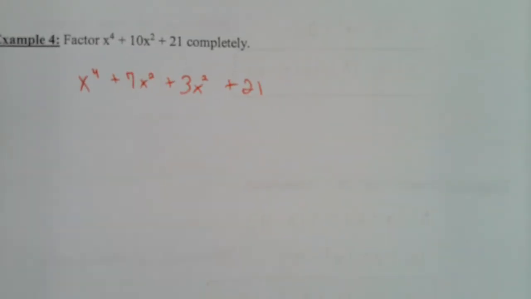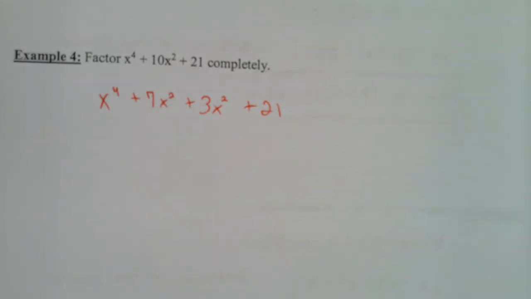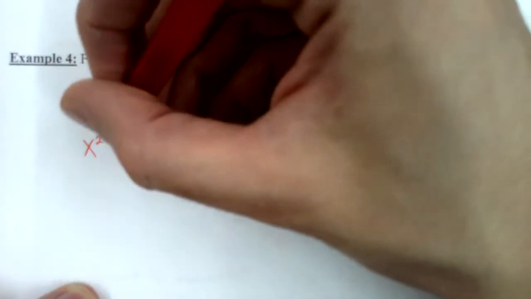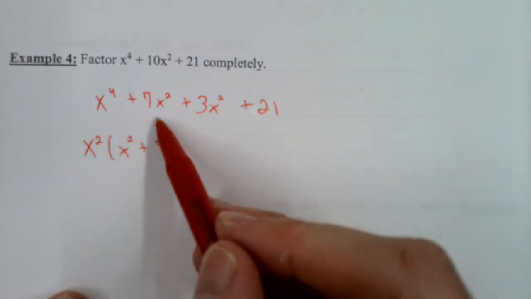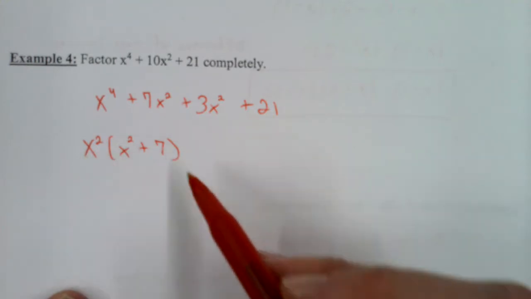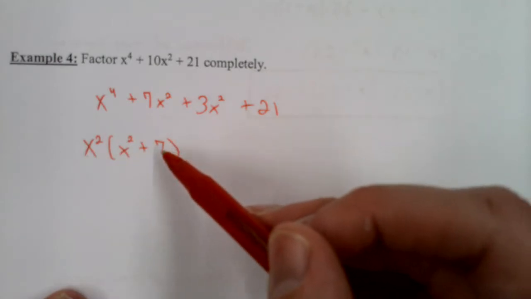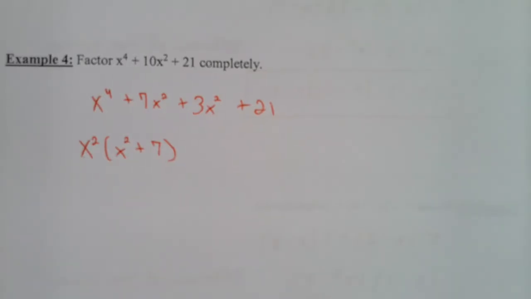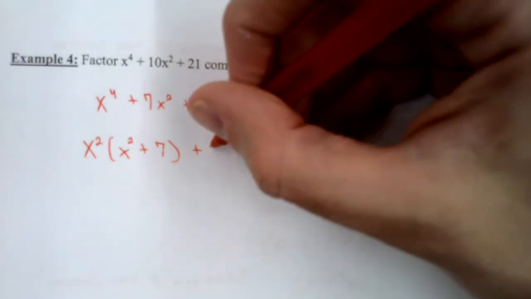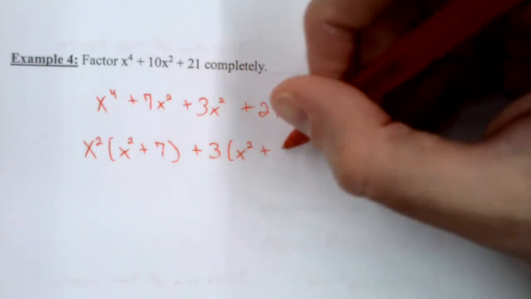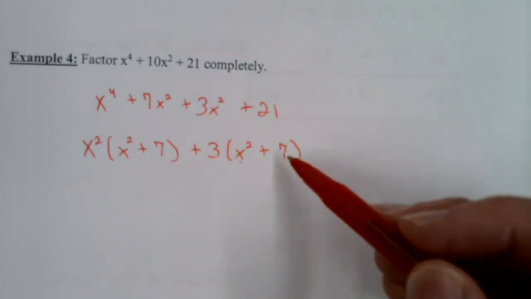Now it's just like the first page, factoring by grouping. Let's group the first two terms together. I'm going to take out the GCF of x squared. When I take out the GCF of this group, I get x squared plus 7, because x squared times x squared is x to the 4th, and x squared times 7 is 7x squared. For my second group, I'll take out the GCF of 3. And it's going to leave me with, in parentheses, x squared plus 7, because 3 times x squared is 3x squared, and 3 times 7 is 21.